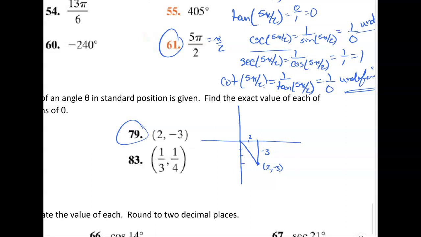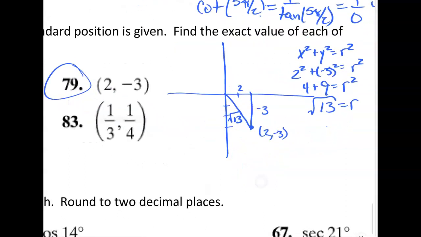I've got to figure out what the radius is. Well, x squared plus y squared is equal to r squared. So I'm going to have 2 squared plus -3 squared is equal to r squared. 4 plus 9 is 13. So the square root of 13 is equal to my radius. So now that I know that, I can figure out the values for all the 6 trig functions. So let's do sine. And I'm just going to call this angle theta.